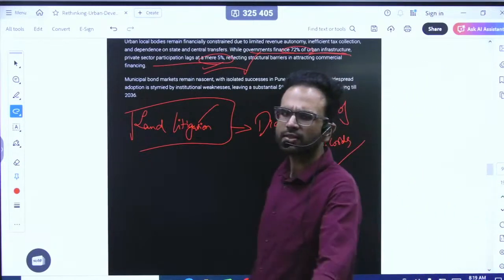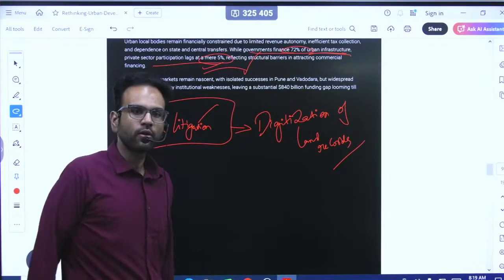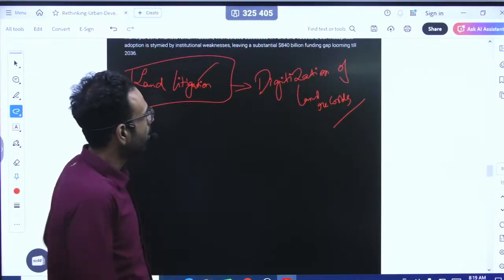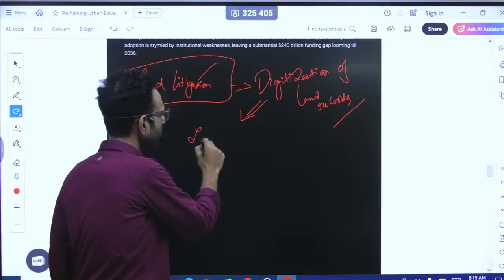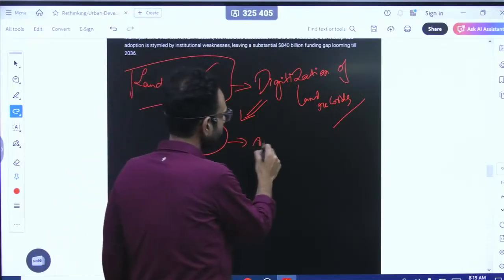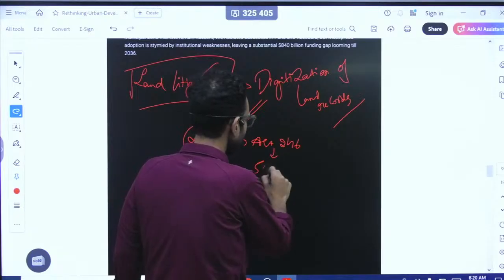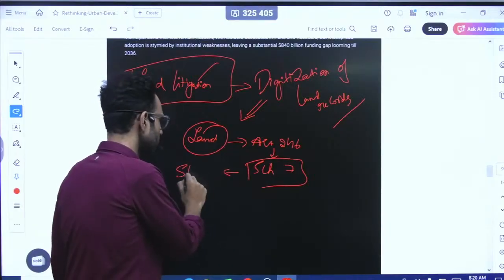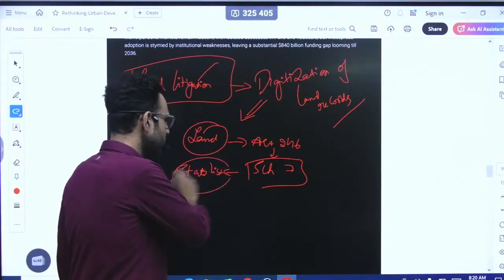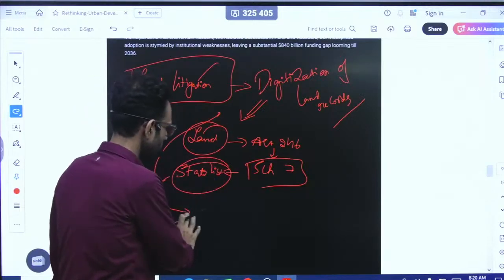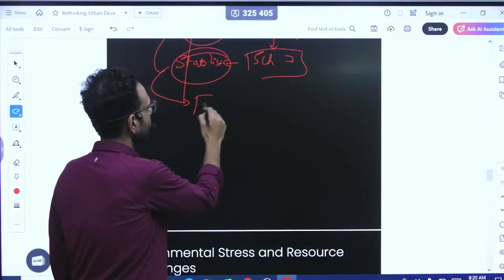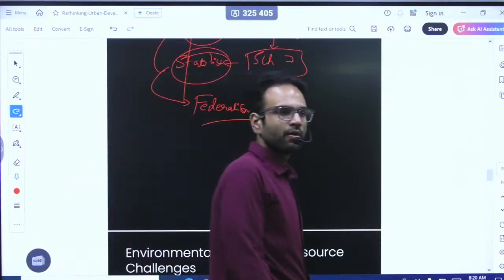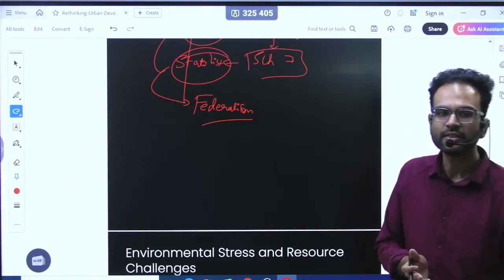Okay. Now let me ask another question. Under whose control will land be? Which government? Land, Article 246, Schedule 7. Which list? State list. Which brings us to another problem of federalism. Because there is no coordination between the center and the states.